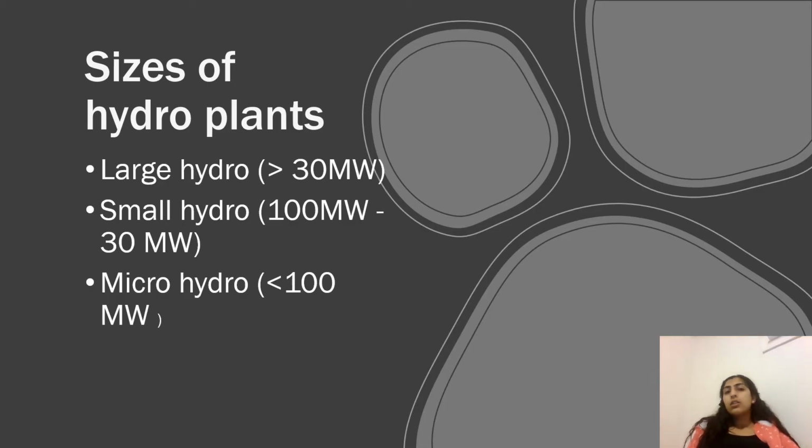Then there are different kinds of hydro plants. Basically, they differ in their size. There are some large scale hydro plants, and there are some small scale, and then there are even smaller hydro plants, which we call micro hydro plants.